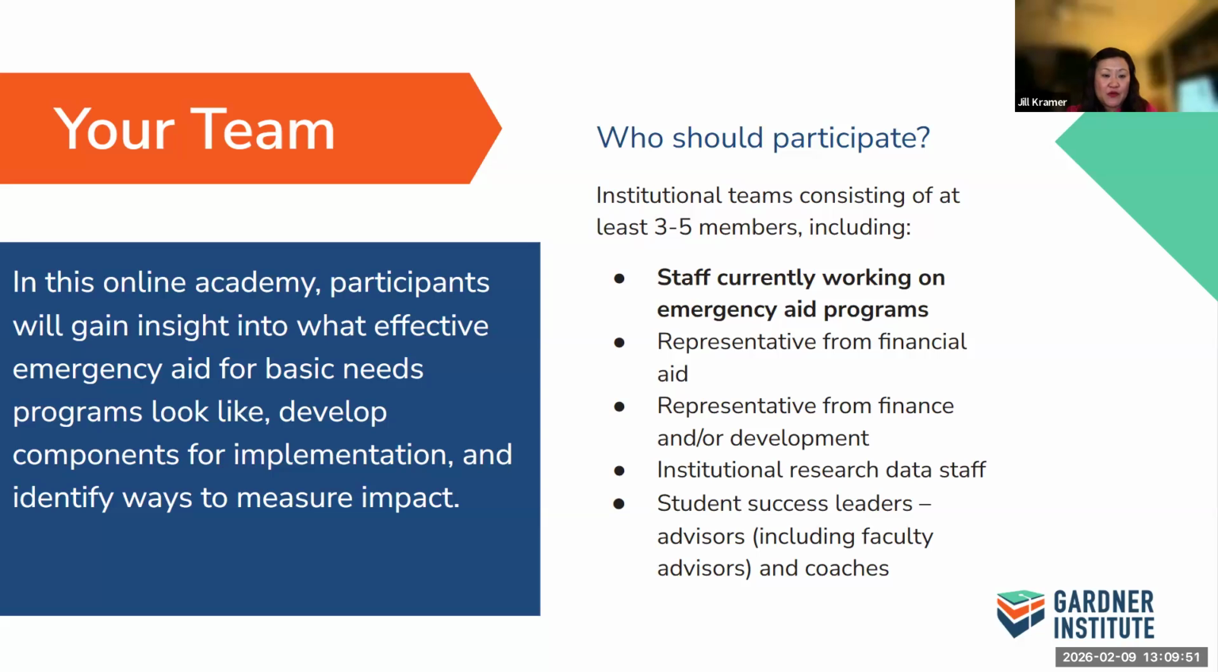We ask that you have a representative from financial aid because we do go through a process and ask you to look at this so that it doesn't negatively impact a student's eligibility for financial aid. A representative from finance and/or development fundraising. We ask that institutional research or data staff be involved, and then student success leaders, advisors, or faculty, people who may be involved in the process of administering this to students.